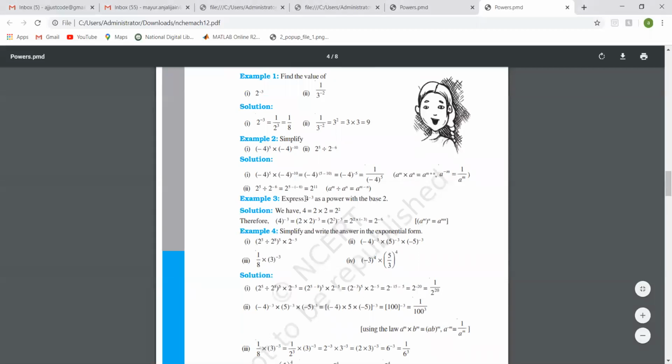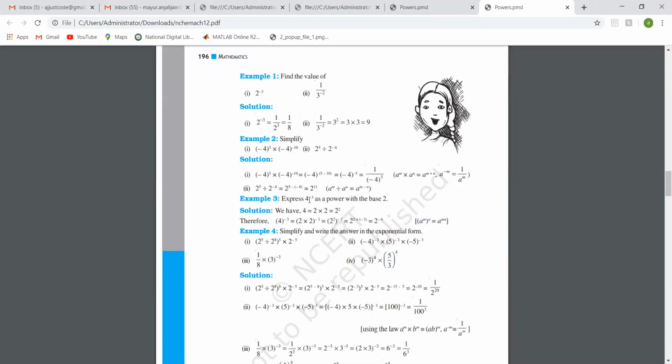Now to convert 4 raised to the power minus 3 to the base of 2: you know that we can write 4 as 2 into 2. So I convert my 4 into 2 squared, and this 2 squared I will multiply by minus 3. So it becomes 2 raised to the power minus 6. The next question is: simplify and write the answer in the exponential form.